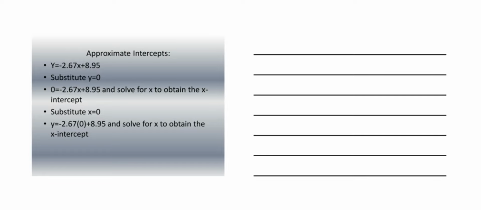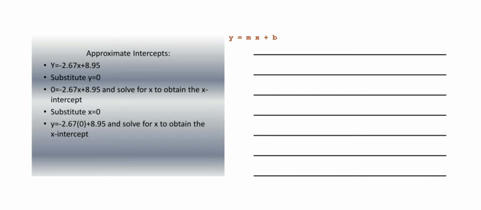So, approximate intercepts. Approximate intercepts are no different than regular intercepts, except that we're taking a rough approximation. That's about it. In this case, we have y equals negative 2.67x plus 8.95, and we're going to substitute y equals 0. So we're going to have an equation like 0 equals negative 2.67x plus 8.95 and solve for x to obtain the x-intercept. Substitute x equals 0 into the equation, and we're going to have it in the form of y equals negative 2.67 times 0 plus 8.95 and solve for y to obtain the y-intercept.